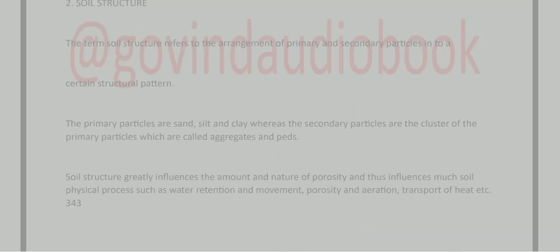2. Soil structure. The term soil structure refers to the arrangement of primary and secondary particles into a certain structural pattern. The primary particles are sand, silt and clay, whereas the secondary particles are clusters of the primary particles, which are called aggregates or peds. Soil structure greatly influences the amount and nature of porosity and thus influences many soil physical processes such as water retention and movement, porosity and aeration, transport of heat etc.